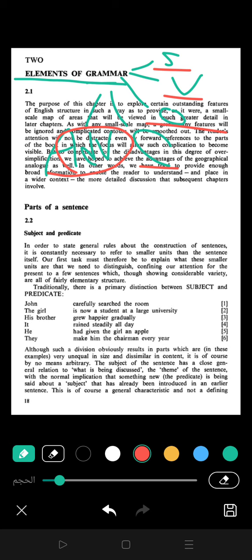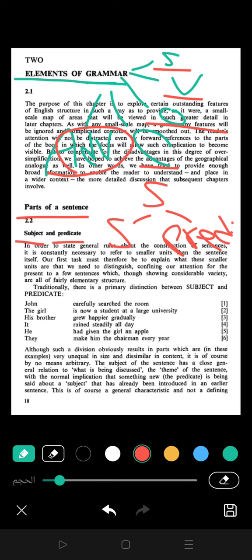And now we are going to start from parts of the sentence, يعني أجزاء الجملة. الجملة متكونة من جزئين. The first part is the subject, and the second part is the predicate. Only 2 parts. The sentence consists of subject and predicate. And we are going to see the definitions and the divisions of the predicate.